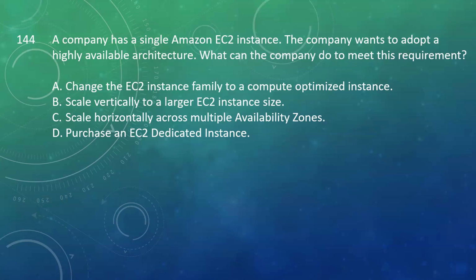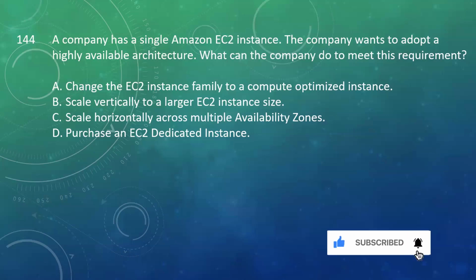Now, option A is to change the EC2 instance to a compute optimized instance. With this, you'll get more compute power, but you won't get high availability. So the option is incorrect. Option B talks about scaling vertically to a larger size, which will give you more CPU and RAM, but again, no high availability. So an incorrect choice.